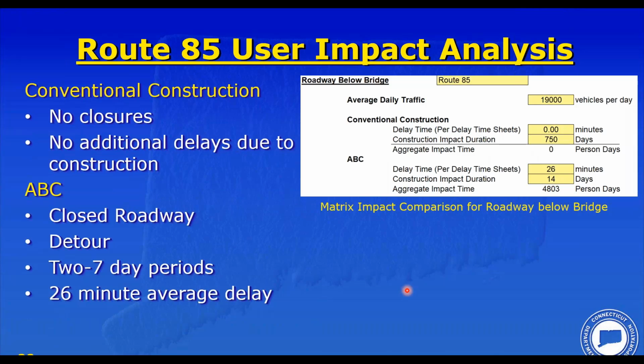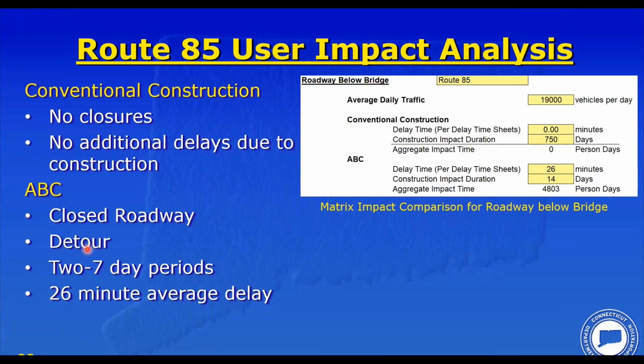So for Route 85, for conventional construction with no closures, we don't have to close the road for conventional construction doing a deck replacement. So really, there's no additional delays on 85 to speak of. We're talking most work can be done in off-peak periods when the volumes are low. For ABC, and if you recall also, the roadway under the bridge had 4 lanes of traffic, so it's very easy to keep 2 lanes open during virtually all periods.